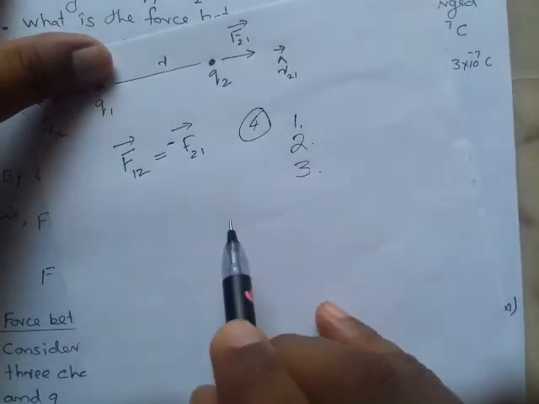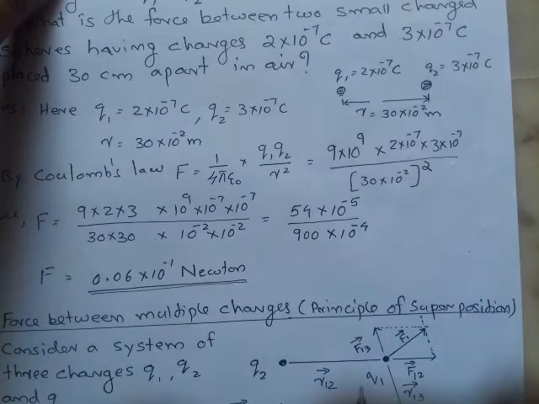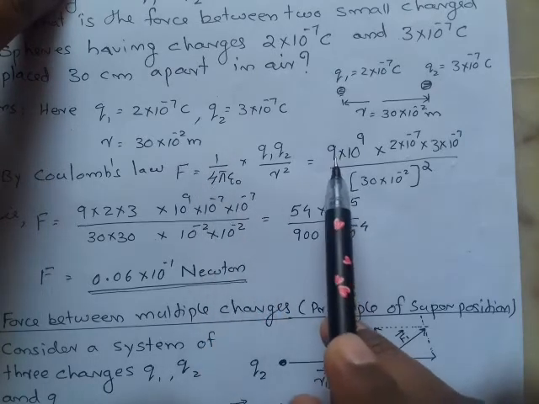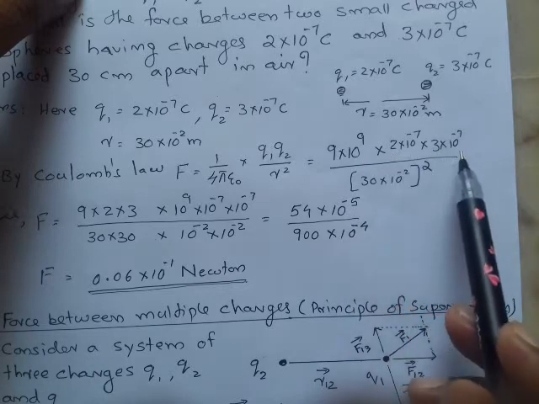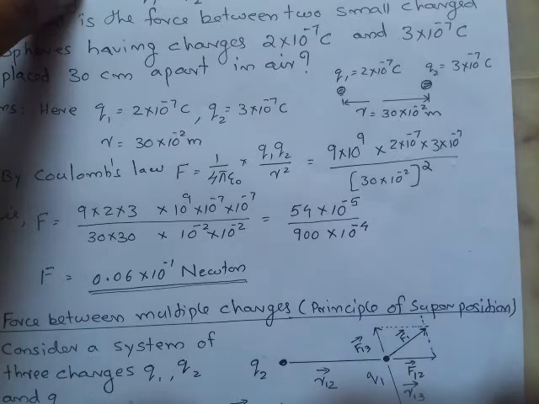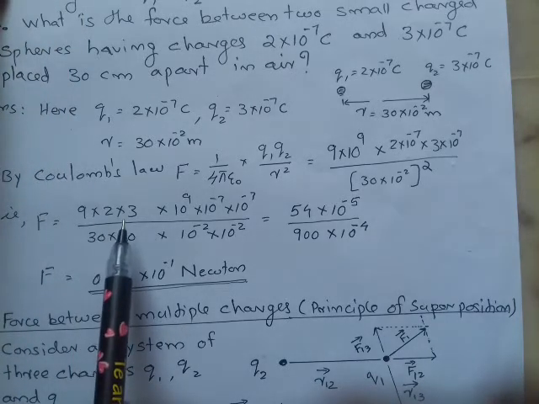Now the third step. The third step is the most important step, that is the substitution step. In this step we give values, 1 by 4 pi epsilon 0 as 9 into 10 raised to 9, and the values of q1, q2, and r square. And later the calculation is done like this.